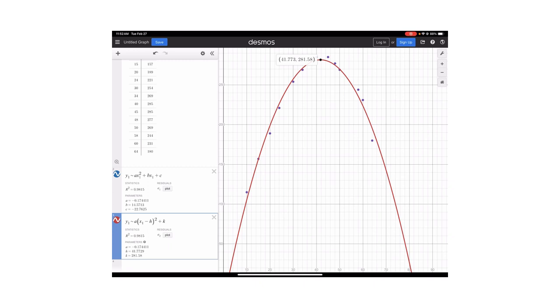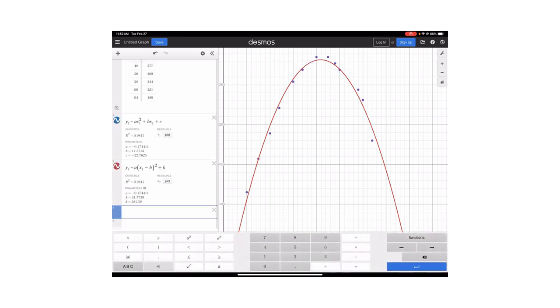So you could ask yourself, okay, what's the highest point that it's going to be? It's going to be 281, and that'll happen at an x value of 41. If this was like a ball that was thrown, it would go 281 meters up in the air, and it would take 41 seconds to get to that maximum point before it started falling again. Something like that.